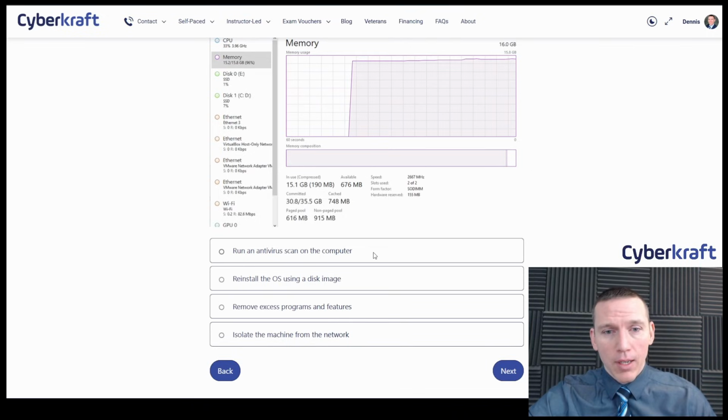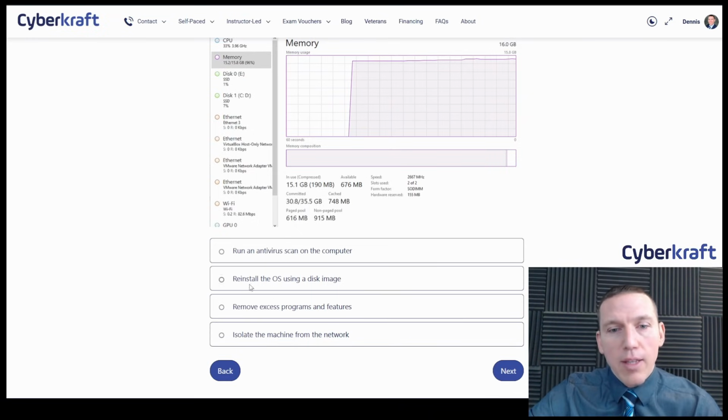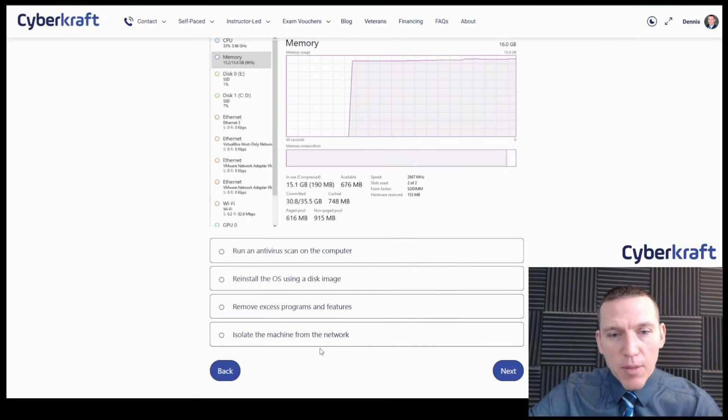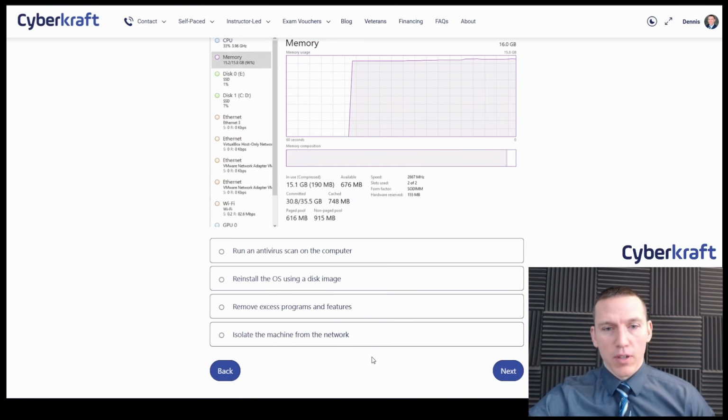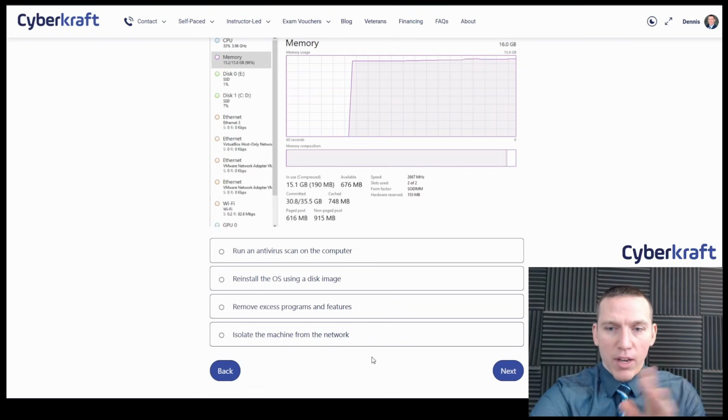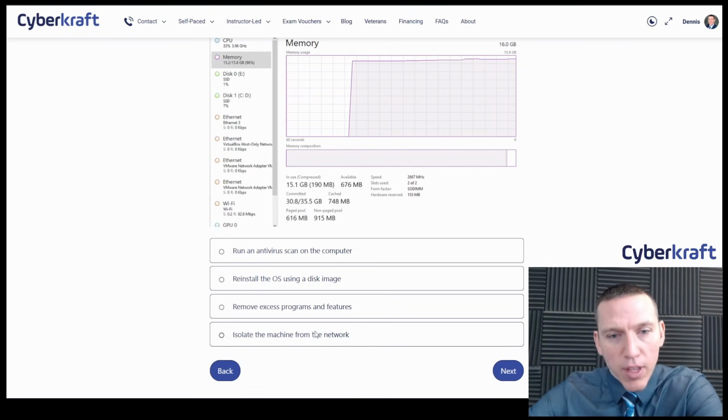Reinstall the OS using a disk image. That would definitely solve it. I don't know if we want to go that far. Maybe remove excess programs and features. I think that relates to if we thought the user had too many programs running. And isolate the machine from the network. That wouldn't really do anything for a fileless virus, or that would work for crypto malware. So I guess this is contingent on if we thought it was crypto malware.